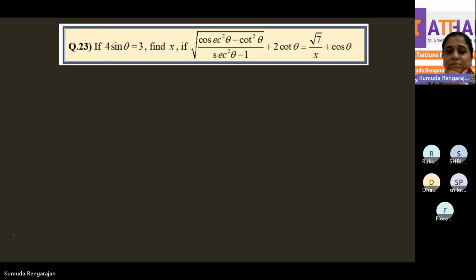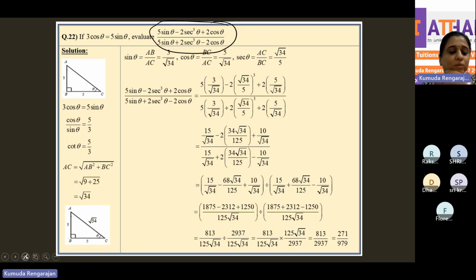Sometimes when we have to evaluate, you can simplify this expression and then get the value. You don't have to directly substitute the values for sine, secant, and cos. Sometimes when simplification is possible, you can simplify and then find the value. I have a question like that. I'll show you.